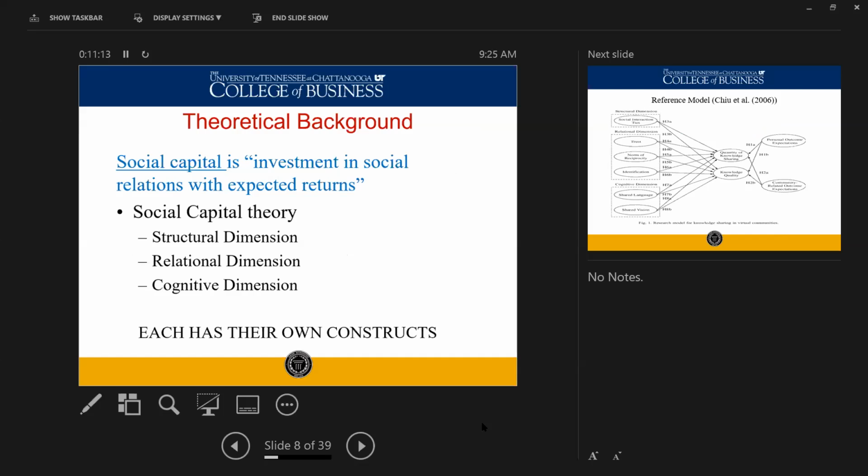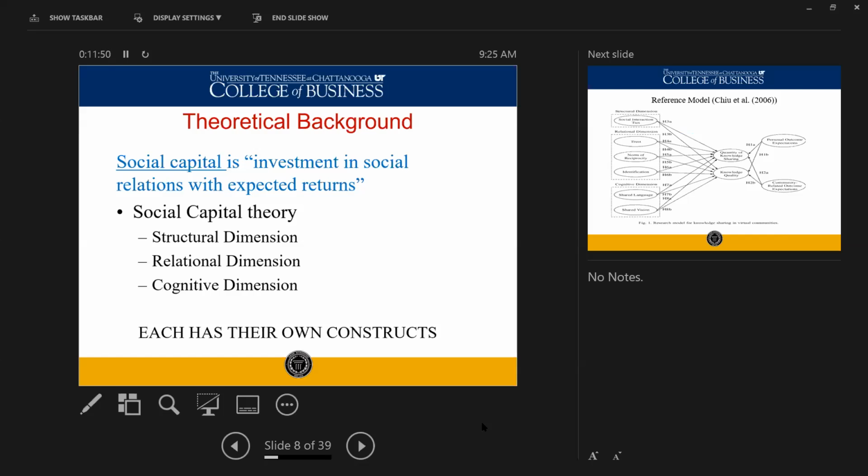So as we said, the theory we really base our work on is the social capital theory. And social capital basically is defined as an investment in social relations with expected return. So basically with social capital you make an investment, not a monetary investment, but investment in other kind, to build your social capital, you build your society, you build your relationships in the society.